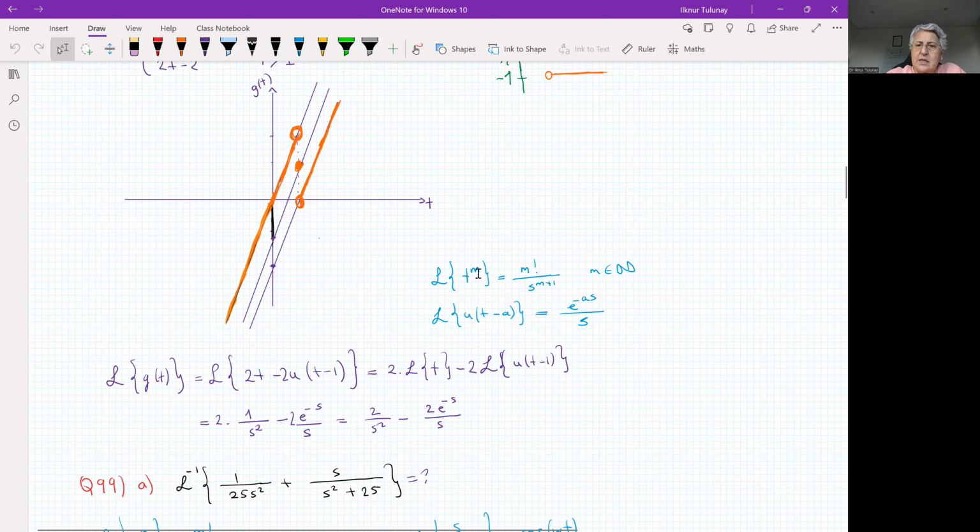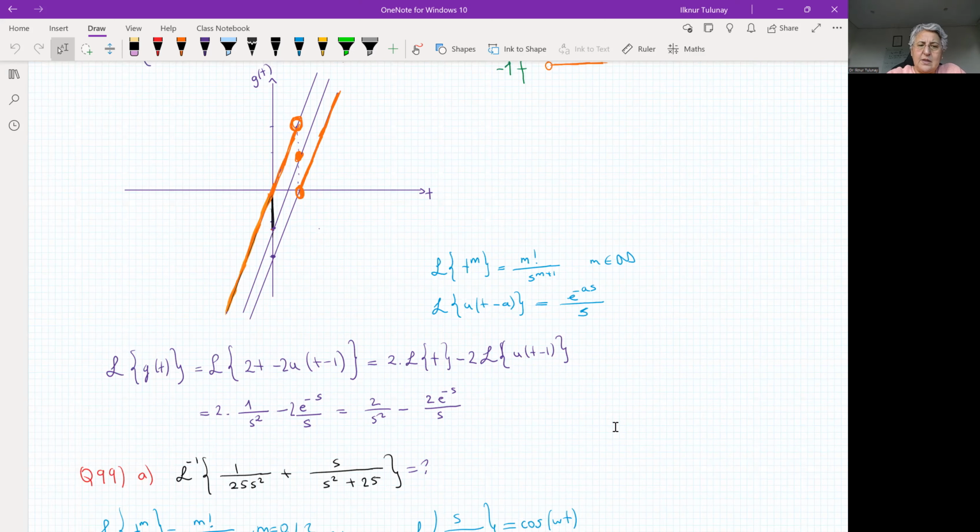The Laplace transform of t will be just the m equal to 1 case, 1 factorial over s to the 1 plus 1, which is s squared. So the Laplace transform of t will be 1 over s squared. So by substituting in, we will have 1 over s squared minus 2 times e to the minus s over s. Tidying up a little bit, we have 1 over s squared minus 2e to the minus s over s. Okay, that's all. It's just a substitution from the table.